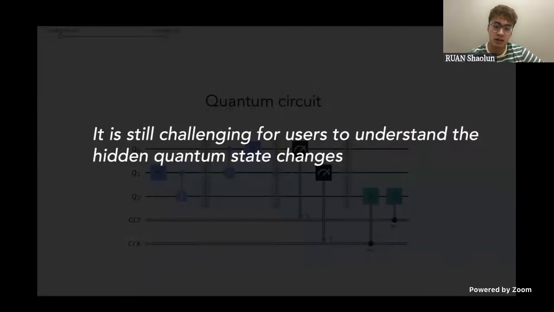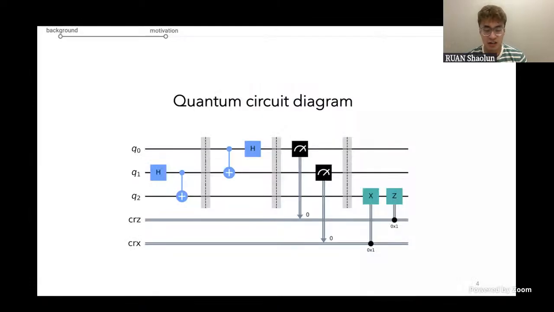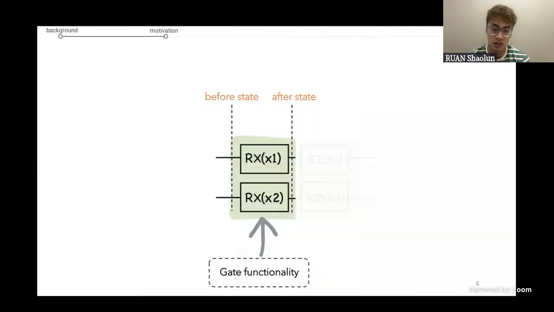But there is a challenging thing for quantum computing users, which is to understand the hidden quantum state changes. By using this diagram, you cannot tell how the quantum states evolve from the very beginning of the circuit to the very end of the circuit, right? And you cannot tell what the functionality of each quantum gate is. For example, for the Hadamard gate shown here, you cannot tell why we are going to use this Hadamard gate here and how it changed the quantum states. So here is the challenge.